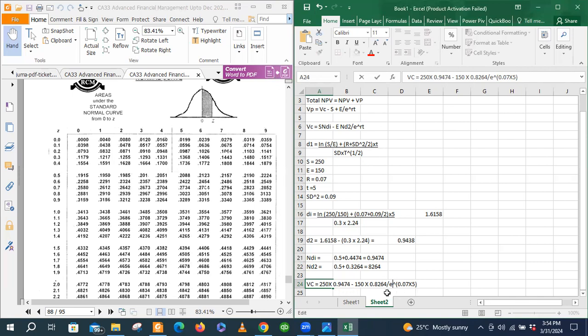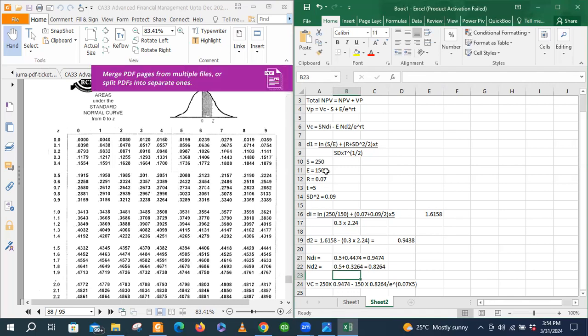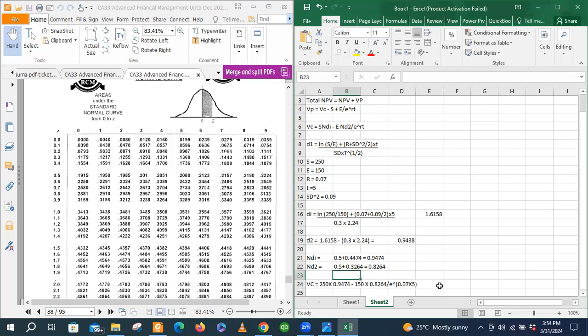I'll see. And that will be your denominator, isn't it? Yeah. So that you can do 150 times 0.8264 divide by answer. Then you also do 250 times 0.9474 minus your answer. You get your VC. VC is 149.50.